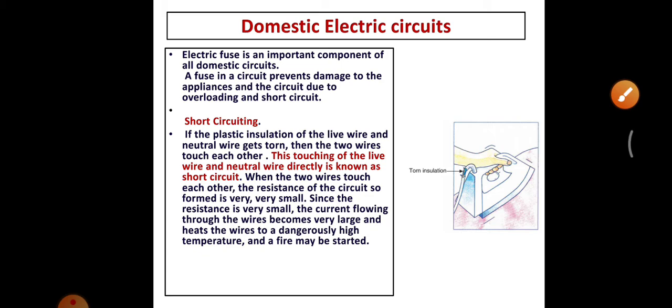Do you understand what is meant by the short circuit? If the insulation of the wire is torn, it means the live wire and neutral wire touch each other. So when they touch each other, the resistance of the wire is reduced to very small. When the resistance is too small, the current flowing in the circuit is too large and it keeps the wire at dangerously high temperature. Due to that temperature, the fire may be started.